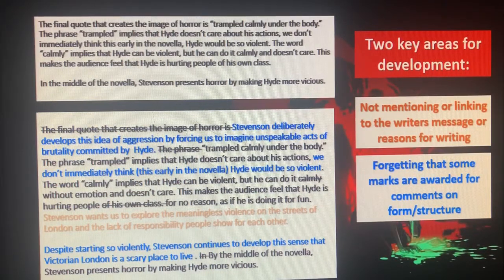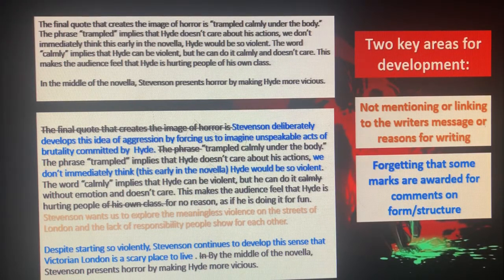Now, in blue, I've now added some ideas about structure. Now, structure means the order in which the book happens and how the quotes being chosen here link to what happens before the quote and indeed afterwards. So this answer then becomes, Stevenson deliberately develops this idea of aggression by forcing us to imagine unspeakable acts of brutality committed by Hyde, "trampled calmly under the body."